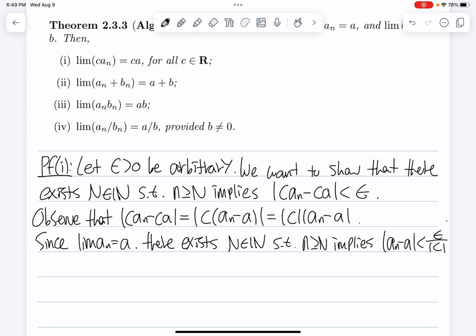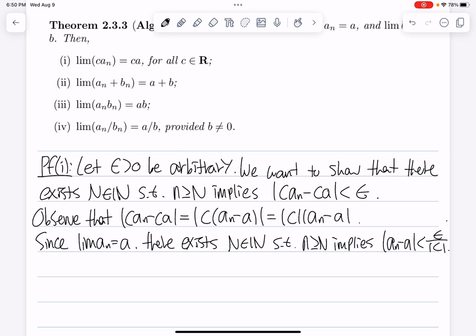So since we know that the sequence an converges to a, we can make this absolute value of an minus a as small as we want. We can make this expression as small as we want. We can make it arbitrarily small. So we'll make it less than epsilon over absolute value of c. Since c is just a constant, we can do that.